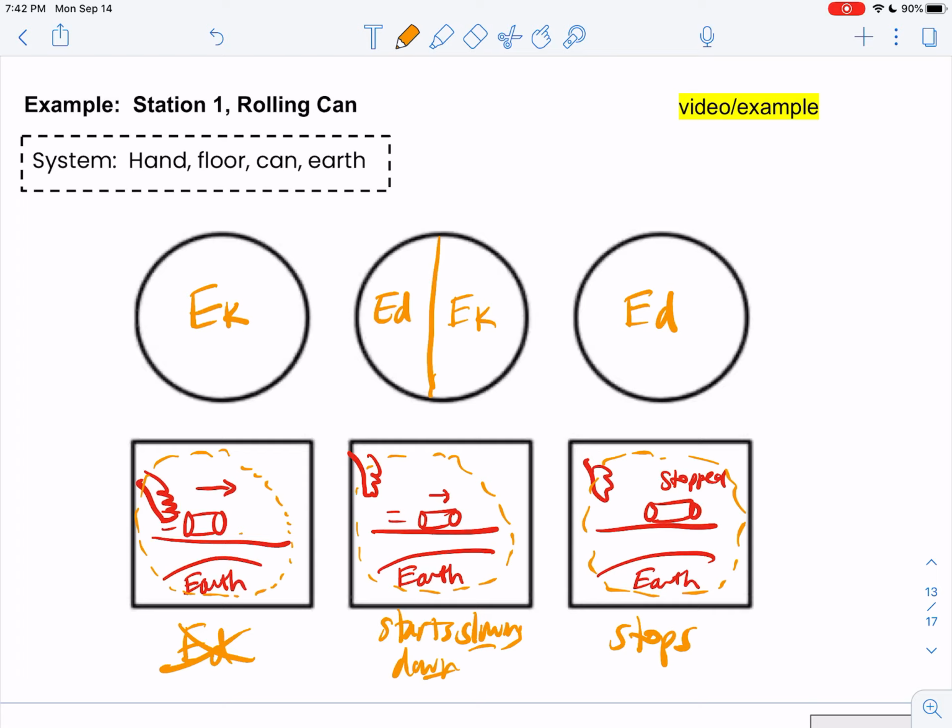And then at this point, this is sort of done. This can doesn't have any more usable energy. There's no more usable energy in the system unless the hand does something again. So this is how you're going to look at this. You're going to have 3 different pie charts and 3 different state diagrams.